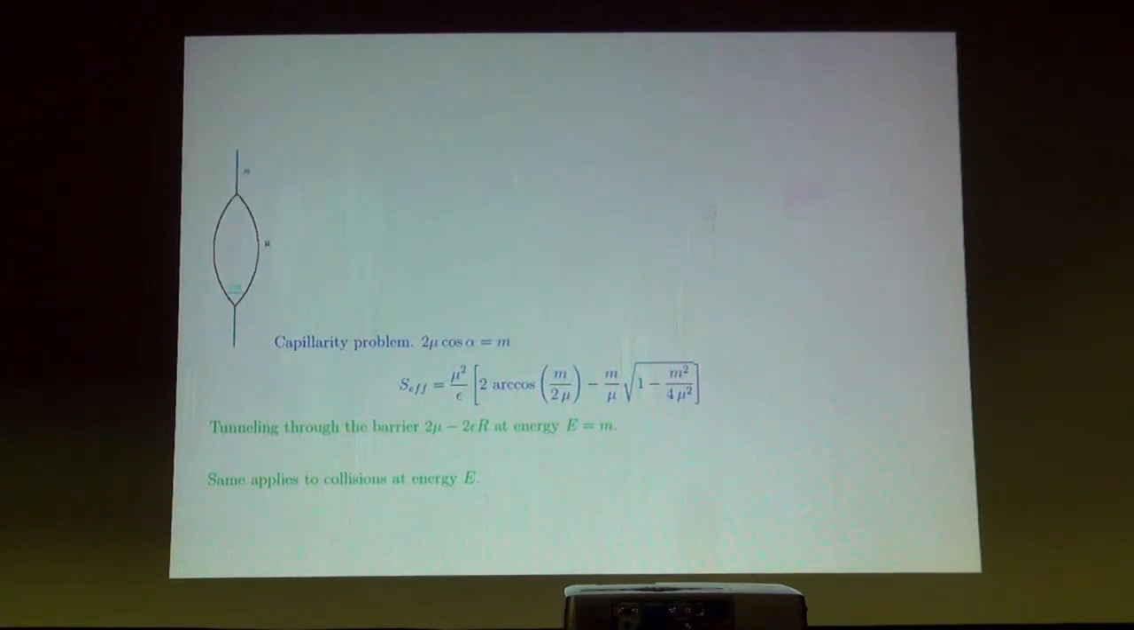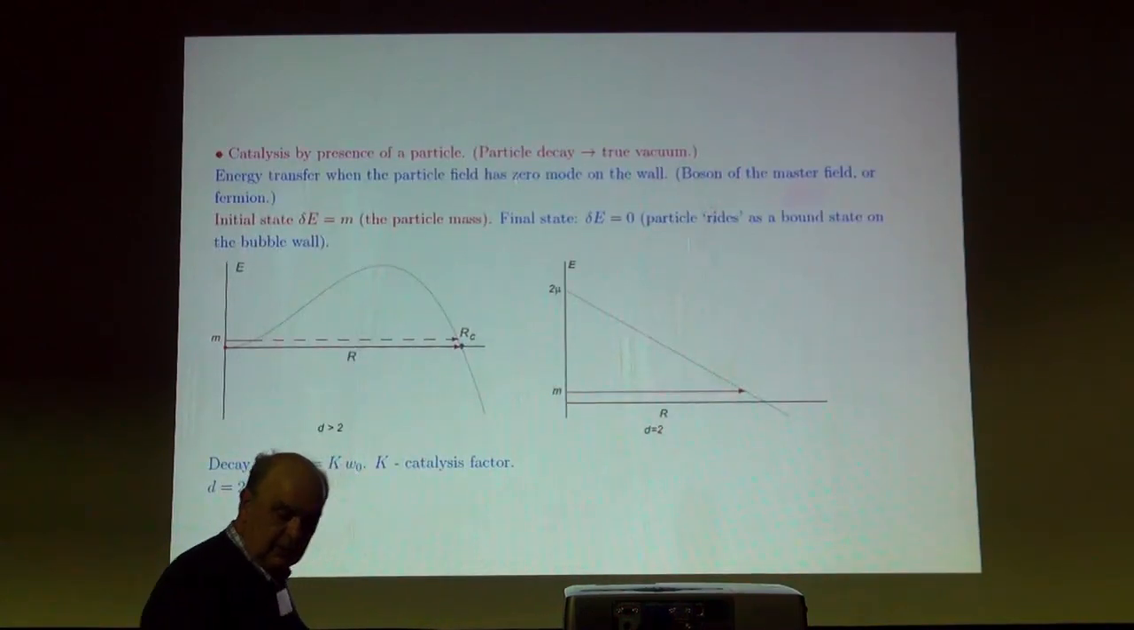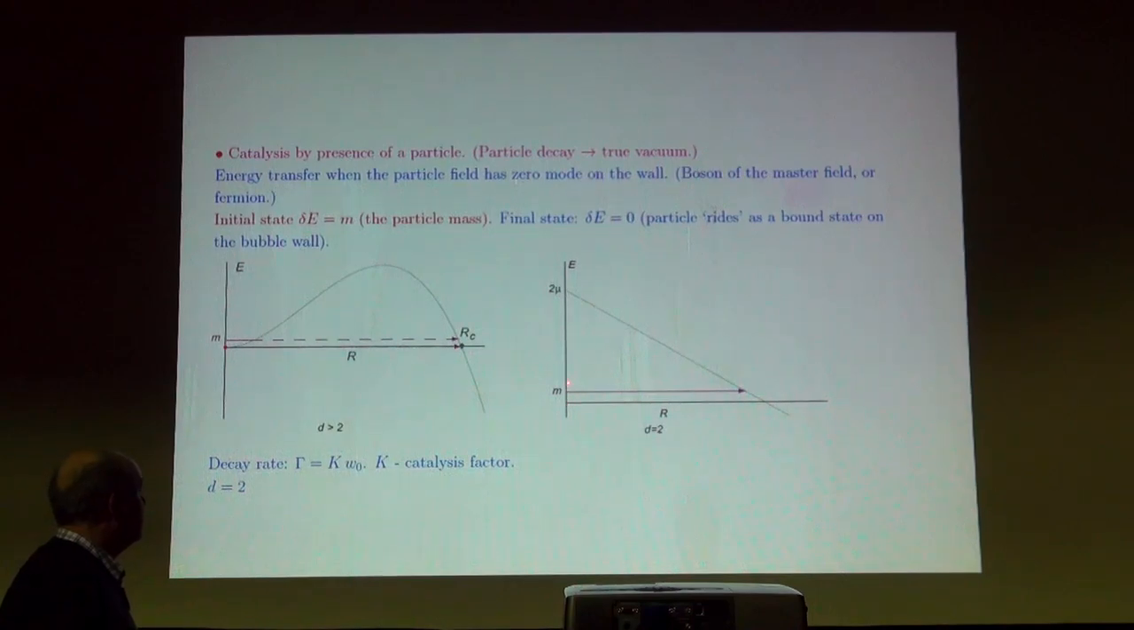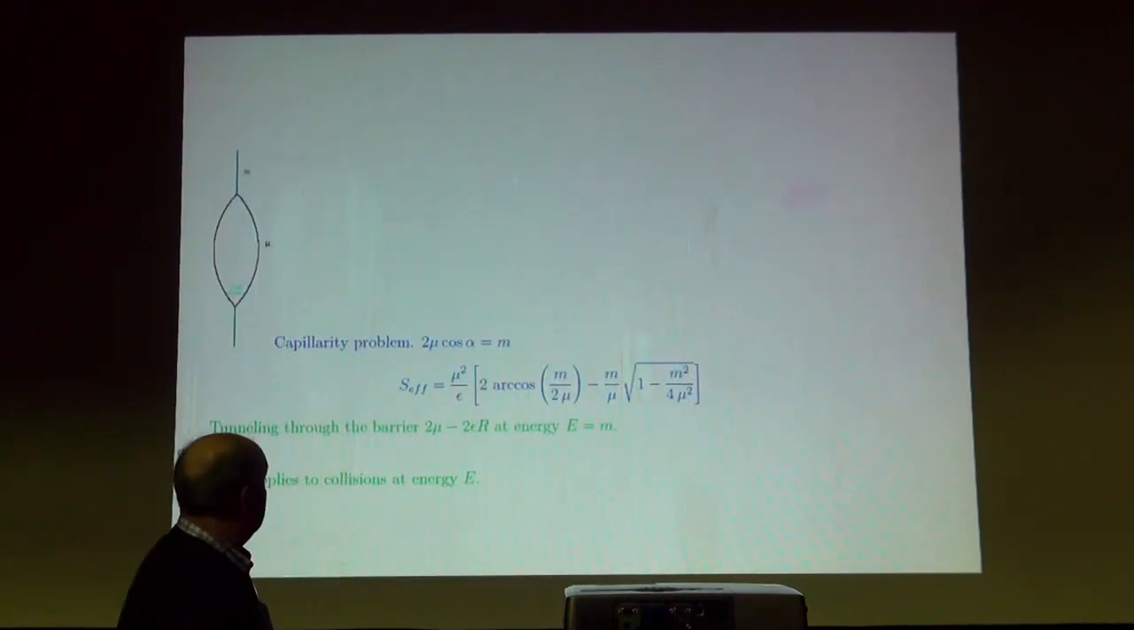In the case of two dimensions, that can be easily tackled because it's a problem of capillarity. You see, the bubble deforms into two arcs of the circle of the same critical radius, and you can view it as a tension equal to mu along the sides of this figure, and the tension equal to mass in the direction of the propagation of the mass, and one can work out the effective action as a function of the mass and of the surface tension and of the tension of the bubble wall, and it exactly corresponds to the picture of tunneling at energy equal to the mass of the particle. One can instead do the integral and find the same expression.